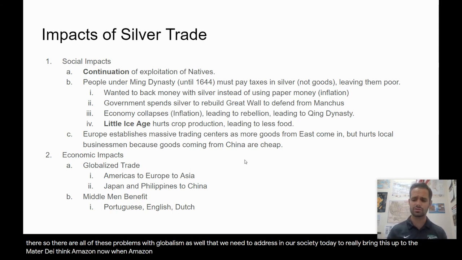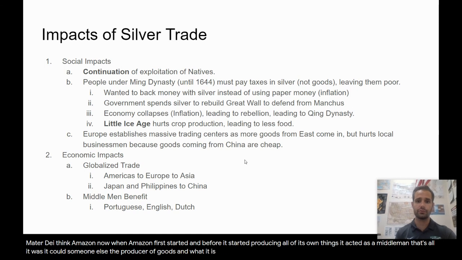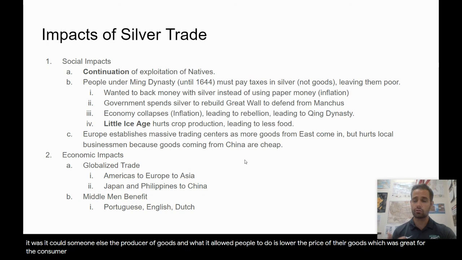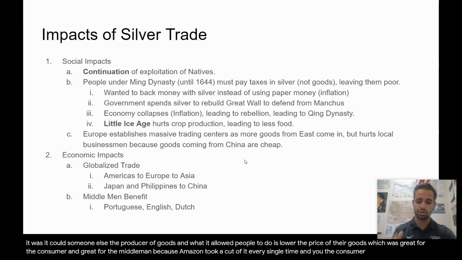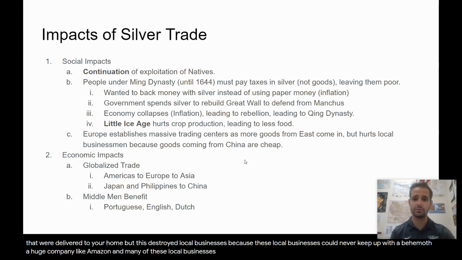Now, when Amazon first started, and before it started producing all of its own things, it acted as a middleman. That's all it was. It connected you, the consumer, to someone else, the producer of goods. And what it allowed people to do is lower the price of their goods, which was great for the consumer and great for the middleman because Amazon took a cut of it every single time. And you, the consumer, had cheap goods that were delivered to your home. But this destroyed local businesses, because these local businesses could never keep up with a behemoth, a huge company like Amazon, and many of these local businesses had to shut their doors.